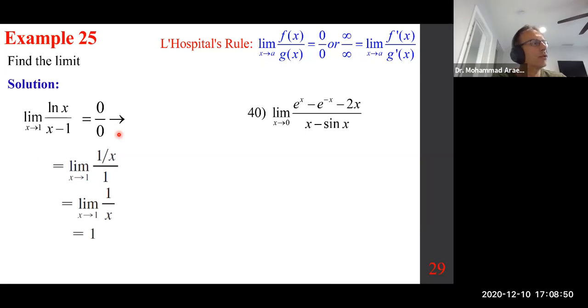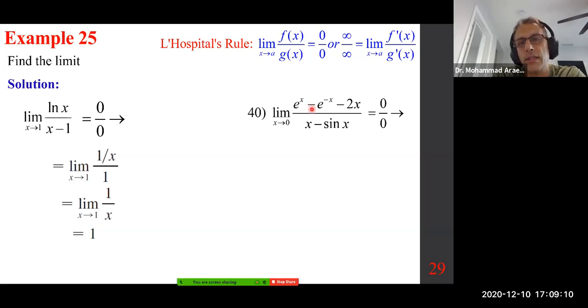And now if you replace it, you get 1 over x, and that's 1. Okay, so you must show it's 0 over 0. How about the next one? The same thing. You have to show that, or it's unacceptable. If you plug in, you get 0 over 0. Why is that? This is 1.